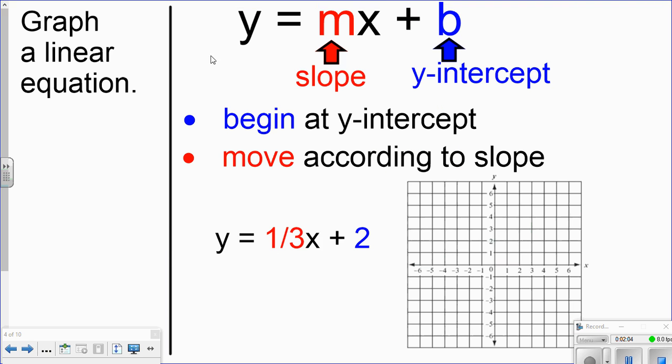To graph the linear equation, we begin at the y-intercept, so we begin at this number, and we move according to the slope. So in this one, we're going to begin at 2, and we move up 1, right 3. So we begin at 2, we go up 1, right 3, up 1, right 3.